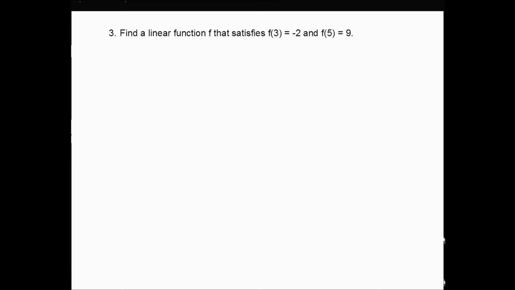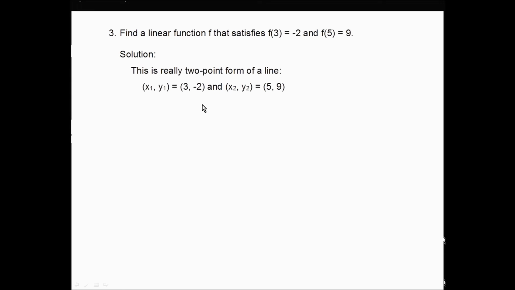Okay, number 3. It says find a linear function f that satisfies f of 3 equals negative 2 and f of 5 equals 9. So you want to find f of x equals something as your final answer. Now, I've never quite understood why, but students always swear up and down when they have one of these problems as a homework. They'll say, we never did one in class. We're doing one now. So this is a point, this is a point. So this is really 2-point form of a line. So our x1, y1 is 3, negative 2. x2, y2 is 5, 9.